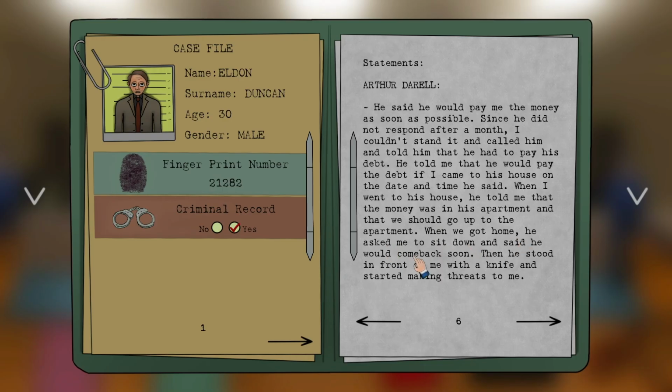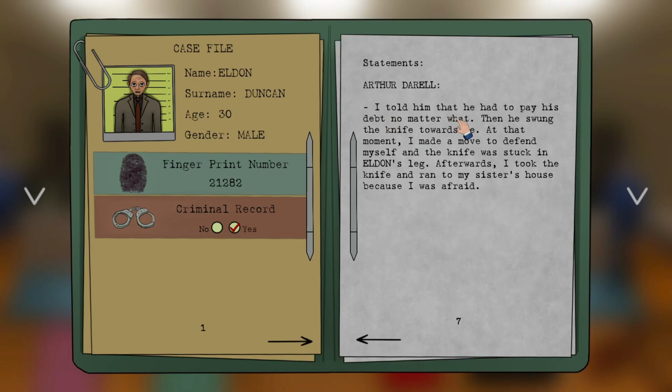He asked me to sit down and said he would come back soon. Then he stood in front of me with a knife and started making threats to me. I told him that he had to pay his debt no matter what. Then he swung the knife towards me. At that moment, I made a move to defend myself, and the knife was stuck in Eldon's leg. Afterwards, I took the knife and ran to my sister's house because I was afraid.